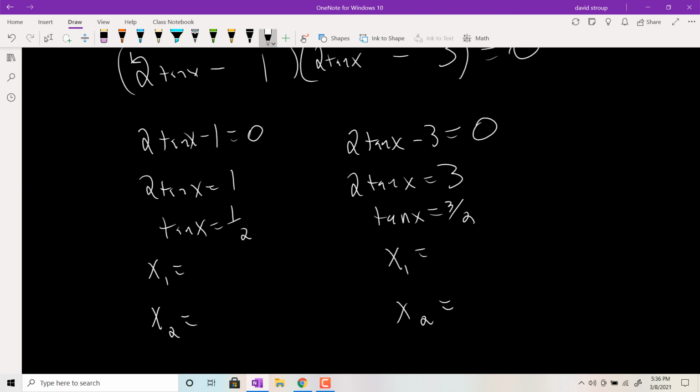Okay. So tan inverse of 1/2 is 0.4636. That's in the first quadrant, so we can use that as a reference angle. So that'll be in here somewhere. Then to get the other one, we need the one in the third quadrant. So I need to go pi plus x1. So plus pi, and that will be 3.6052.